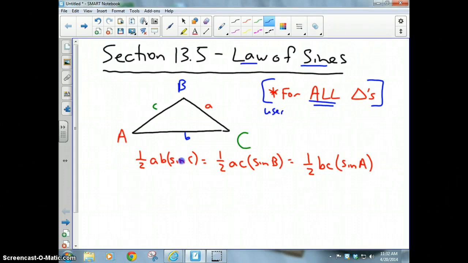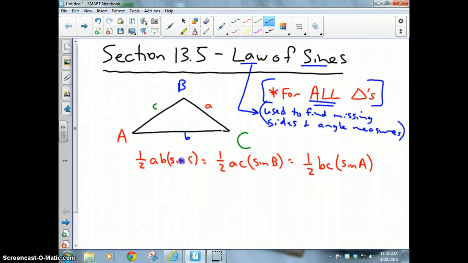It is used to find missing side lengths and angle measures. It can be used for either. Okay? That's the purpose of the law of sines. And it's used for any type of triangle.